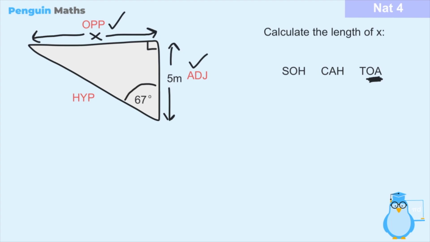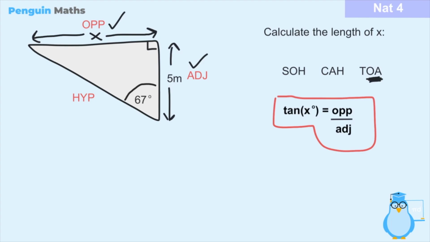for this problem. So using our TOA equation, we can then say that the tan of the angle x degrees is equal to the opposite over the adjacent. So we can then write this out as the tan of our angle, which in this case is 67 degrees, is equal to the opposite side, which is x, over the adjacent side, which is 5 metres.